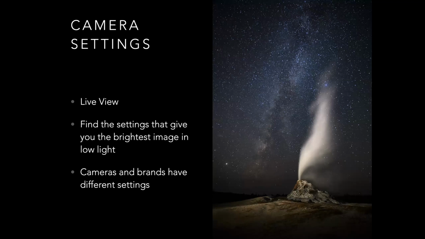All right. And along with that, different cameras have all kinds of different settings and adjustments that you can make to customize the camera. We're going to be using live view for composition to a certain extent, but especially for focusing. So you want to be able to find the best live view settings for your particular camera so you'll get the brightest possible image in low light. And it may take a little bit of rooting around in the camera manual to figure that out.